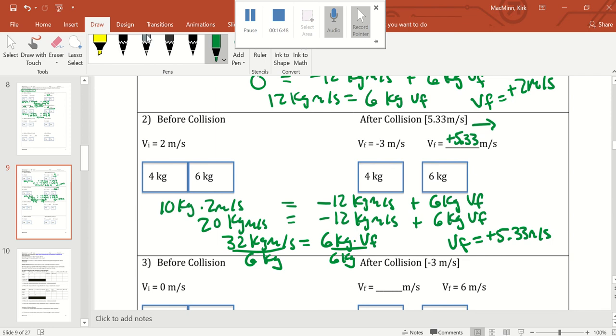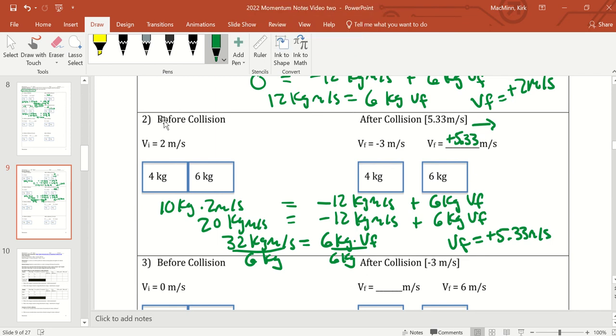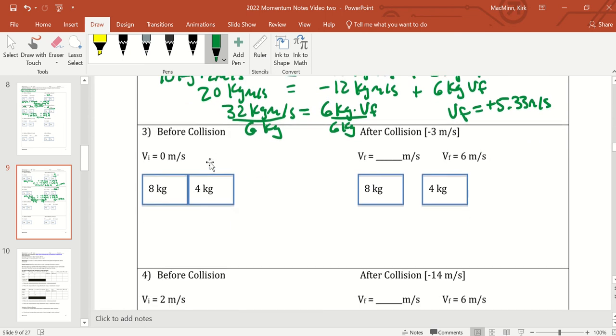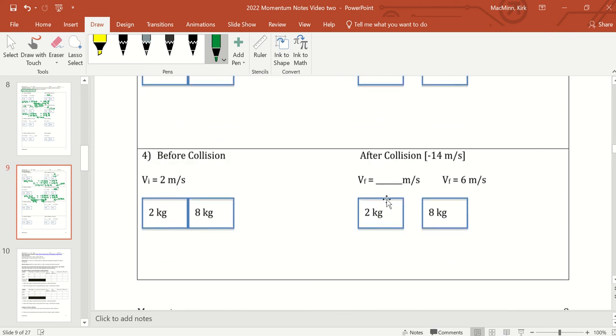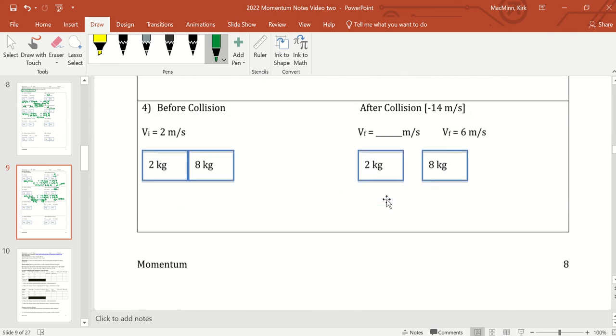So this is the third type of collision now. We've gone over elastic, start separate, end separate, inelastic, start separate, end together, and now recoil, start together, end separate. Go ahead and finish practice problems 3 and 4. And once you've done that, you should see that the 8 kilogram mass after the collision will be moving left at 3 meters per second. And in practice problem number 4, the 2 kilogram mass will be moving left at 14 meters per second.